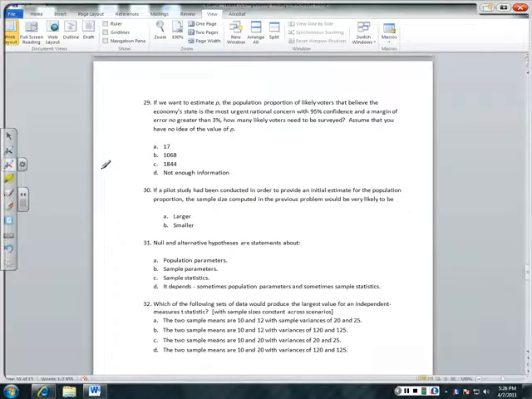Okay, number 29, we're going to estimate the population proportion, and we want to know what size sample we need if we want a margin of error of 0.03. So remember, when we get around to doing a confidence interval, it's going to be p hat plus or minus z times the standard error. And this right-hand side is the margin of error. So we can set the margin of error, 0.03, equal to this right-hand side.